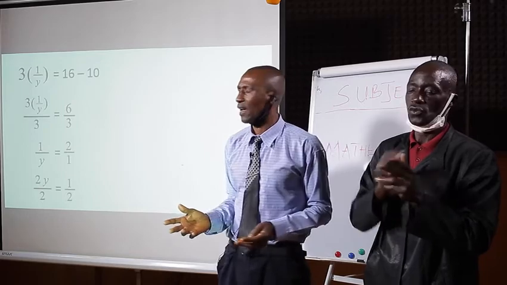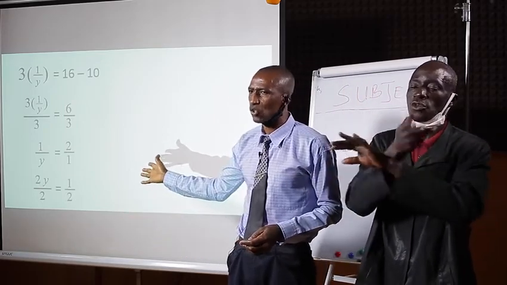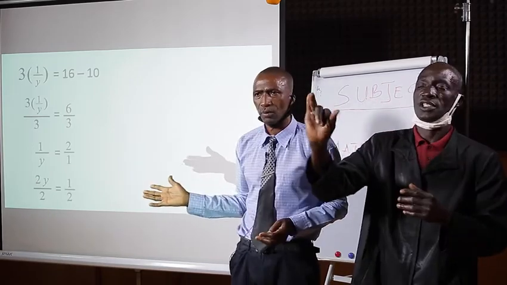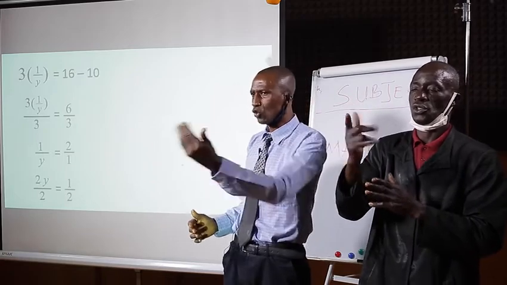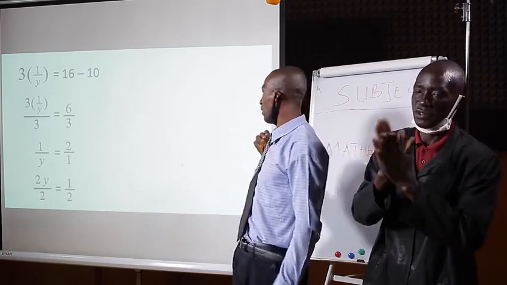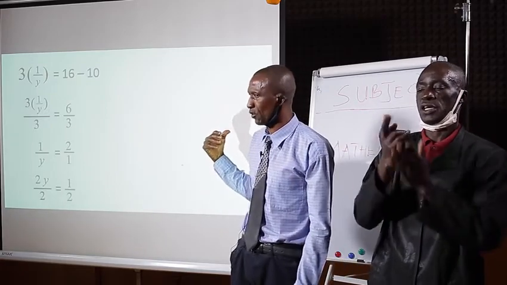I am looking for y. The multiplier of y here is 2. So I am to divide both sides by its multiplier, that is 2. So the left becomes 2y over 2, and my right, of course, becomes 1 over 2.